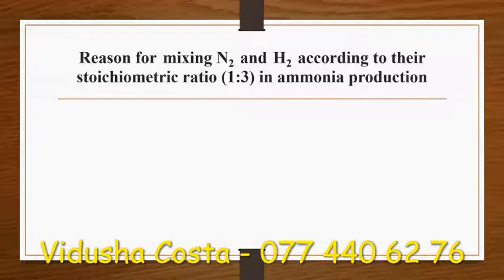And you have to know the reasons for these things. These are very, very important. Okay. In your learning outcome, they expect you to know these things in detail. You should be able to explain the reason for mixing nitrogen and hydrogen according to their stoichiometric ratio in ammonia production. Why are we mixing in a 1:3 ratio? You have nitrogen gas and hydrogen gas giving a reversible reaction, and all physical states must be included. Though I don't write them here, physical states must be there.